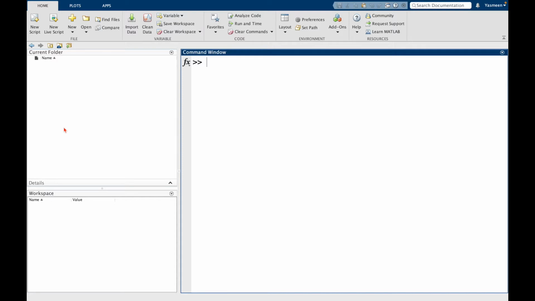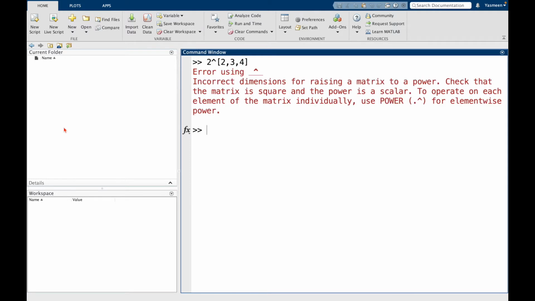Let's say I want to create the vector that goes 2 squared, 2 cubed, 2 to the 4th. How could I do that? Well, I could say 2, raised to the vector 2, 3, 4. And if I just press enter, this is going to give an error. What is it? I need to use the dot caret because I'm doing element-wise exponentiation.